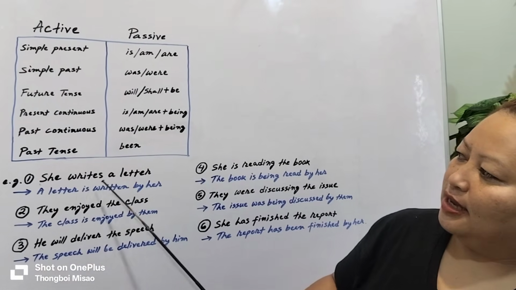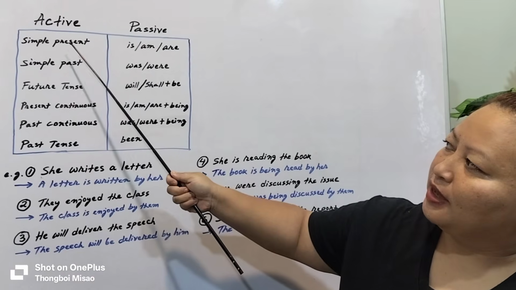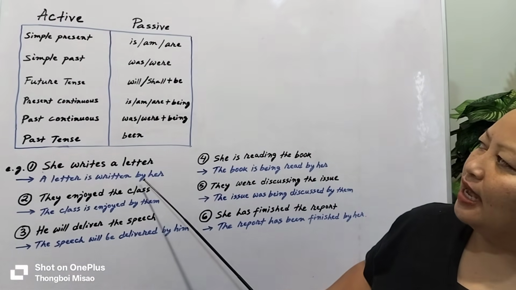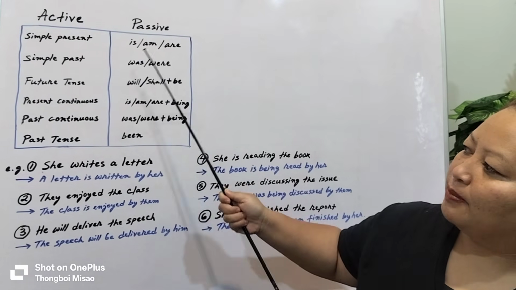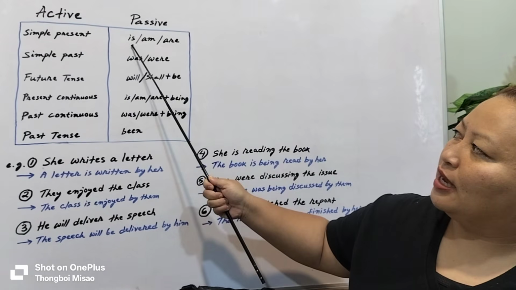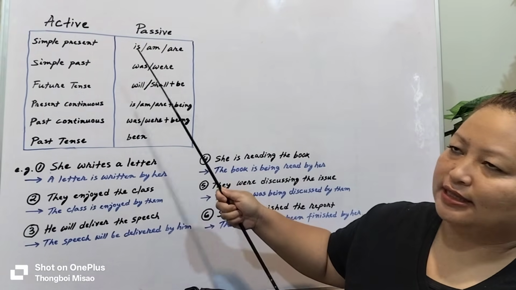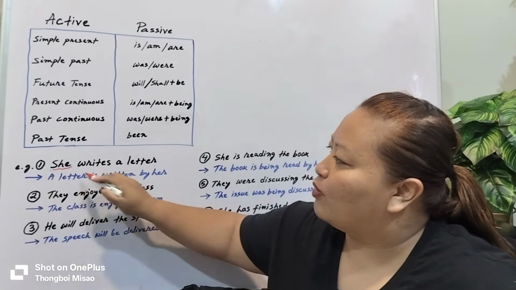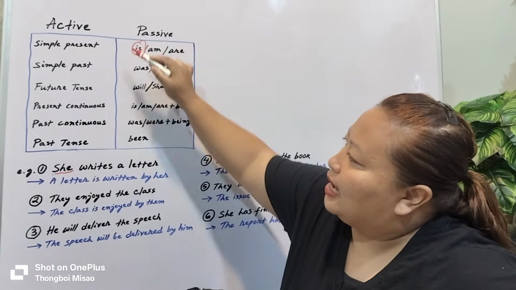Simple present tense, active voice. When changing to passive voice, we have to use is, am or are. Am is used with I. Here the subject is singular, so we use is. She writes a letter. The subject is singular, so you have to use is.